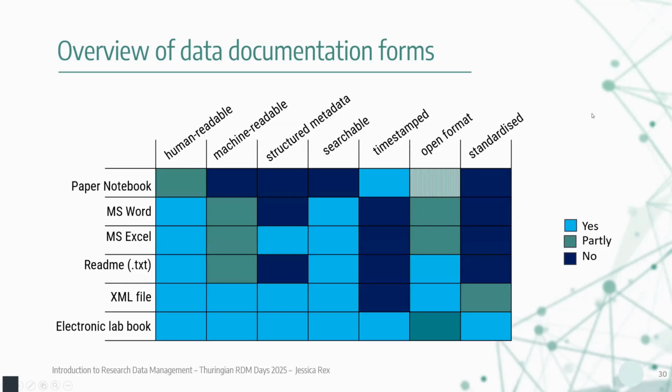Last thing on data documentation forms is this table where I've put an overview of what kind of data documentation forms there are and what kind of features they have. So I've put the forms of documentation on the left-hand side, and on top there are all the features like, is it human readable? Is it machine readable? Are the metadata structured that you will be collecting? Is it searchable? Is it time-stamped? Is it an open format or closed one? And is it standardized in any way?